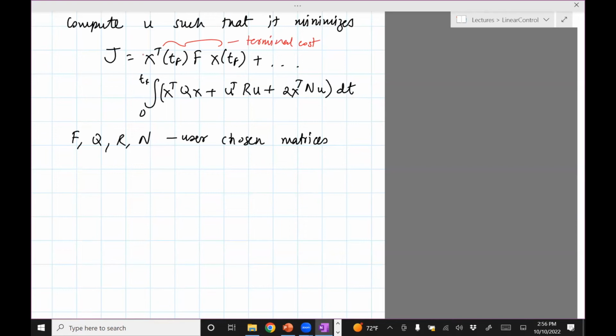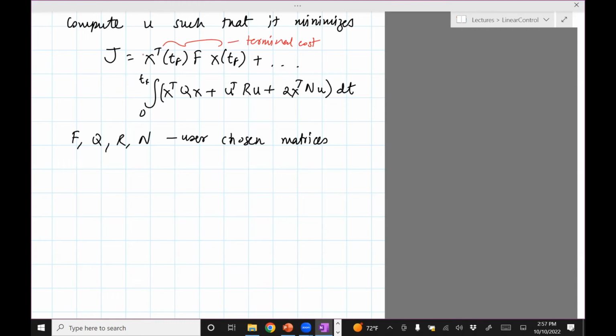What it means is at the end of time tf, that is t equals tf, you will be in some state, and that state has a cost. So you want to choose a state which probably has very little cost. So F penalizes, depending on what x tends to be, that final state. So if you don't want to penalize the terminal state, you just put F equals 0. Q, R, and N weigh the deviation versus the effort.